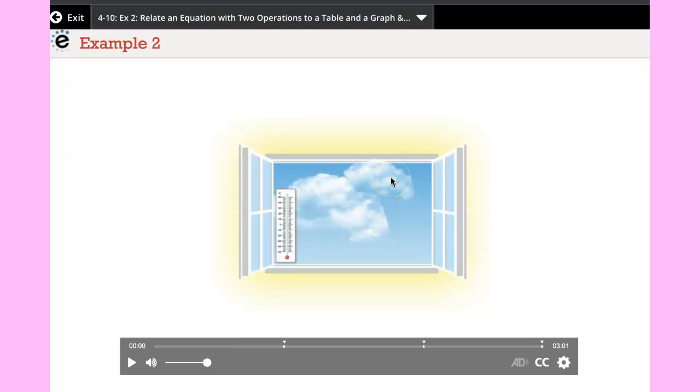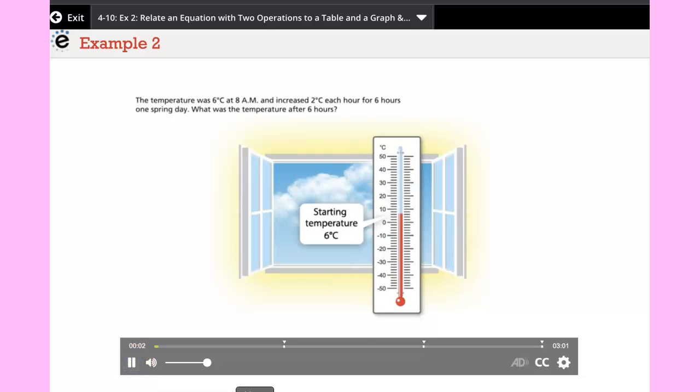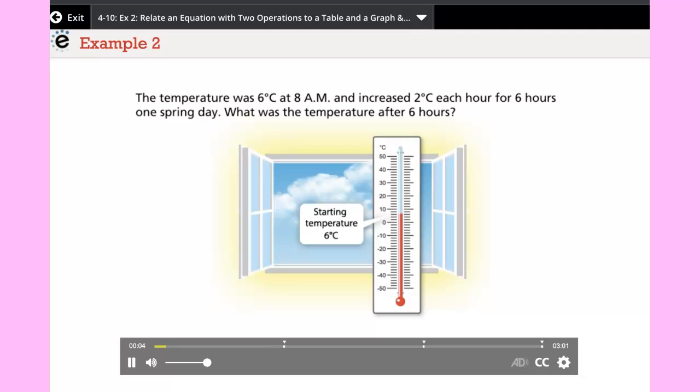Alright, let's look at our example number 2. And let's listen to this one about temperature. The temperature was 6 degrees Celsius at 8 a.m. and increased 2 degrees Celsius each hour for 6 hours one spring day. What was the temperature after 6 hours?